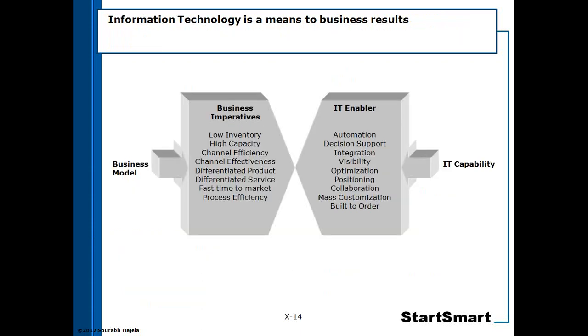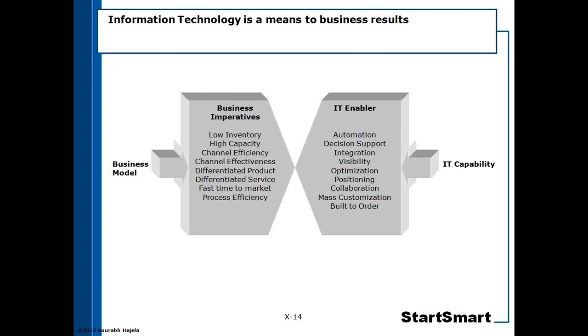The connection, the alignment, the business IT fusion, whatever we want to call it, happens when you can connect specific IT enablers with business imperatives. That is where IT strategy meets business strategy. That is where IT model meets business model. That is where all of this IT strategy realm is realized.